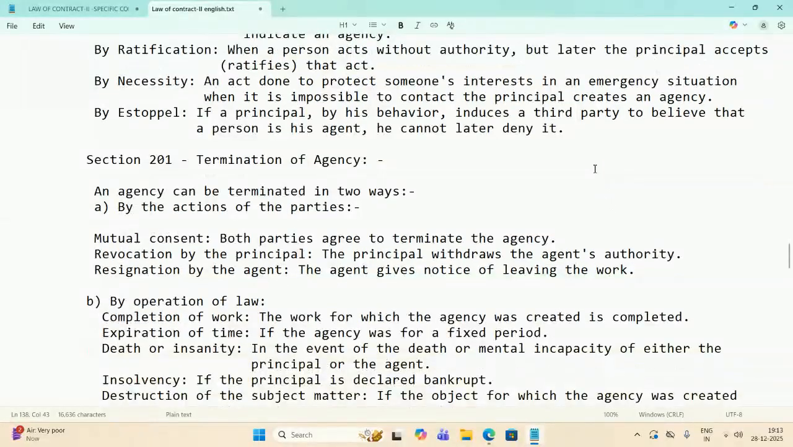Now, termination of agency. It is given in section 201. An agency can be terminated in two ways. A.